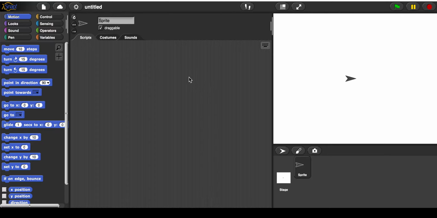All right, good morning. Today we're going to be going over a bunch of vocabulary and getting ready for our next activity, which involves us being able to draw a bunch of different shapes. So let's go on and get started. First off, we need to understand some terms that are involved in computer science.